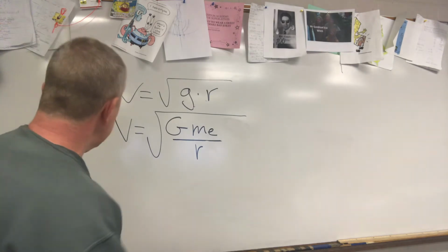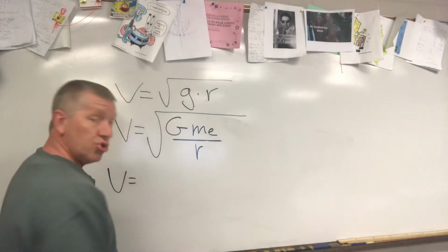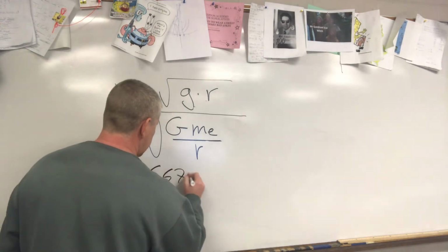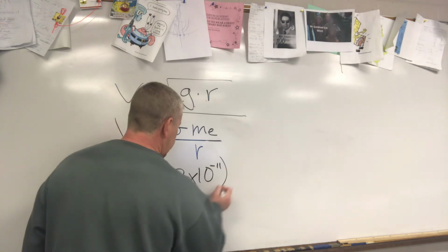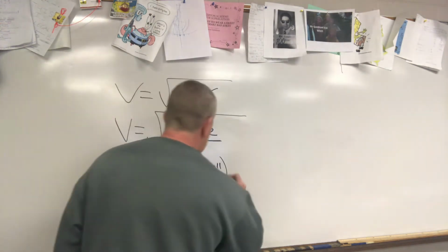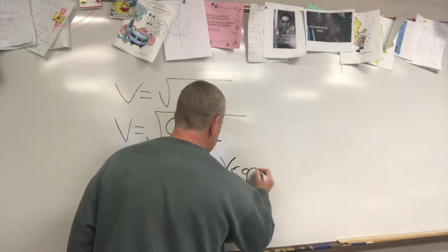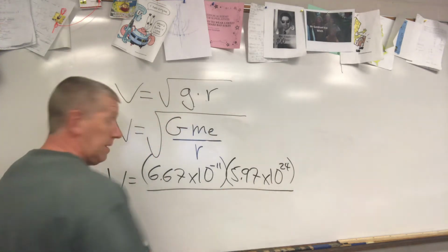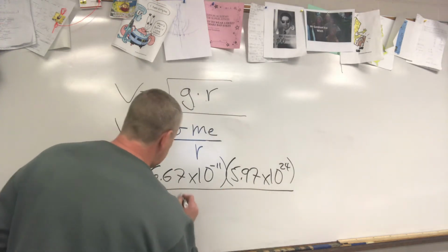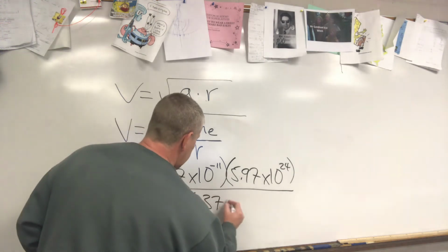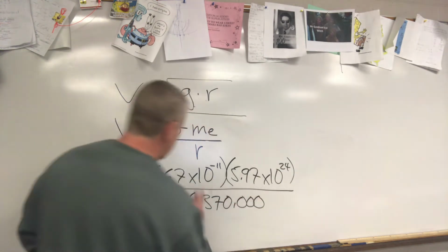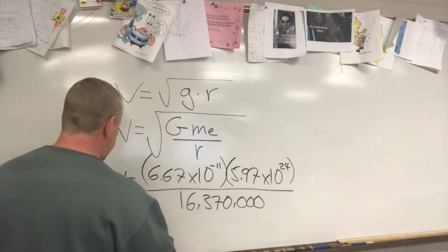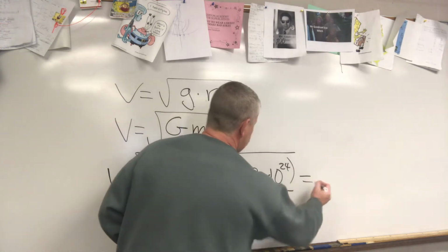Let's do the math. Velocity equals the square root of big G, and we all remember big G, 6.67 times 10 to the negative 11, times the mass of the Earth, 5.97 times 10 to the 24th. A lot of big numbers here. This is a big number too, remember. This is 16,370,000. And don't square it. We got rid of that r, so don't square that. But we do have to take the square root of this whole thing when we're done.